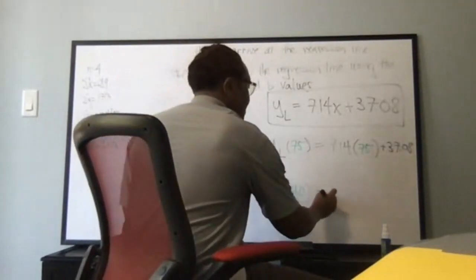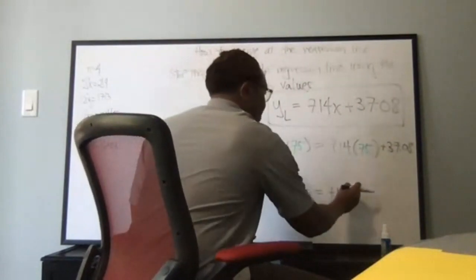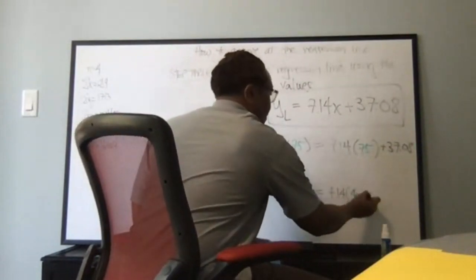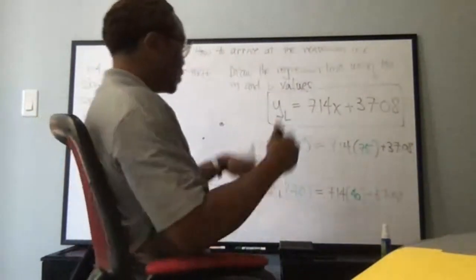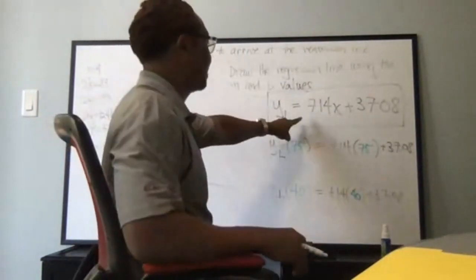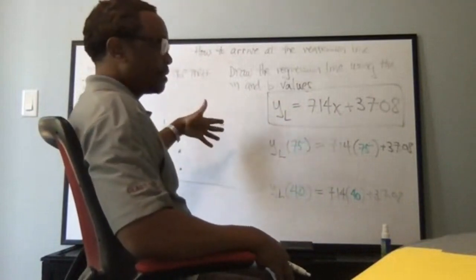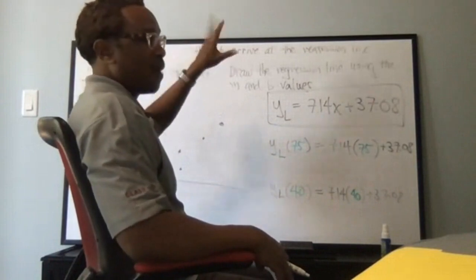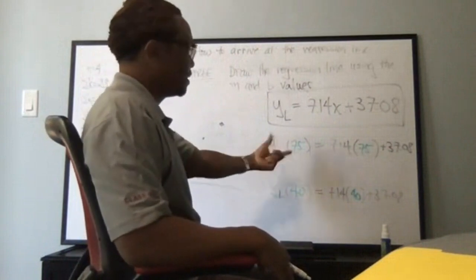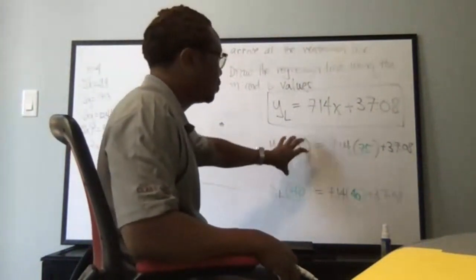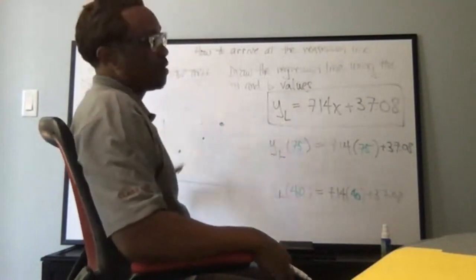So now this is going to become 7.14 times 40 plus 37.08. Why am I doing this? The reason I'm doing this is because I'm trying to plot this line here on this axis over here. The simple way to do it, I showed earlier, is start with the y-intercept and move this way and that way. But in this case, what I'm trying to do is plot two of the points, in blue and green, put those two points here, and then simply draw the line using those points.